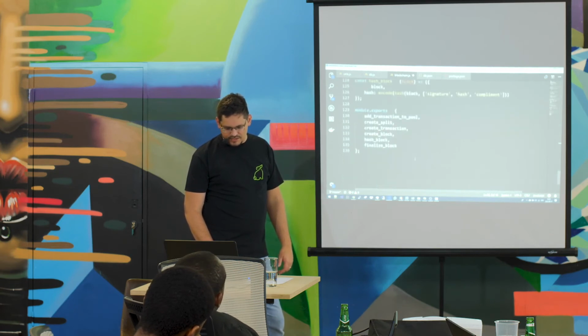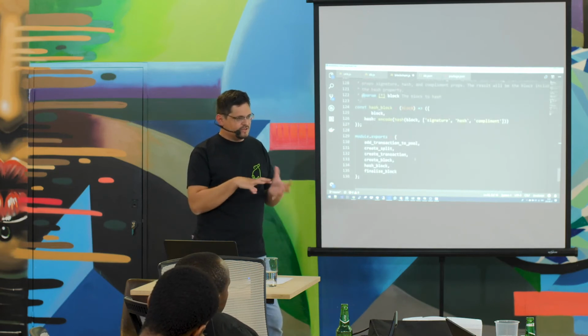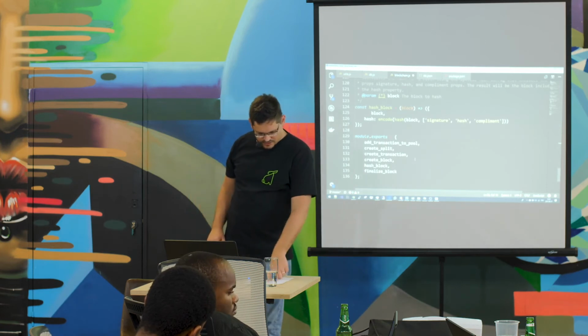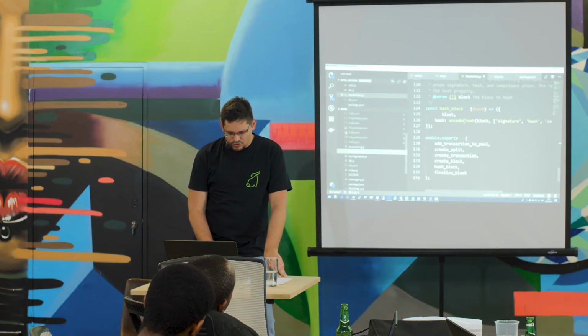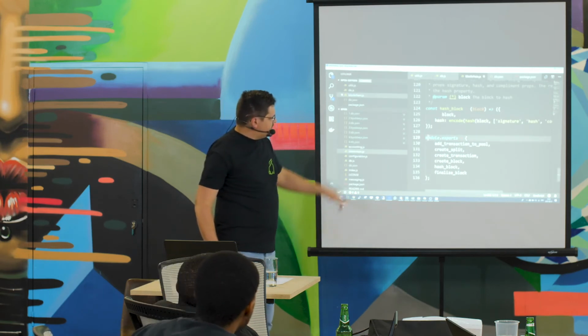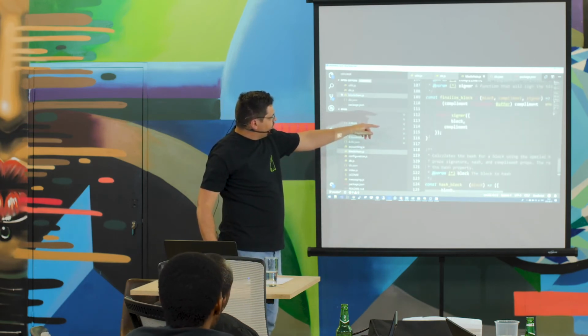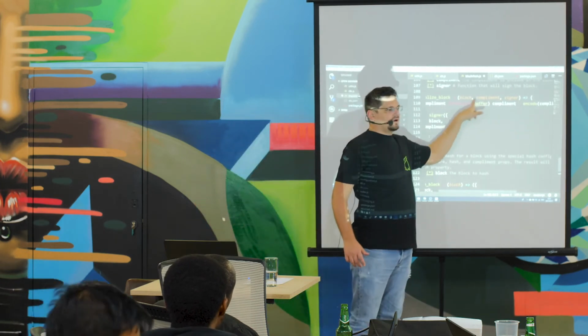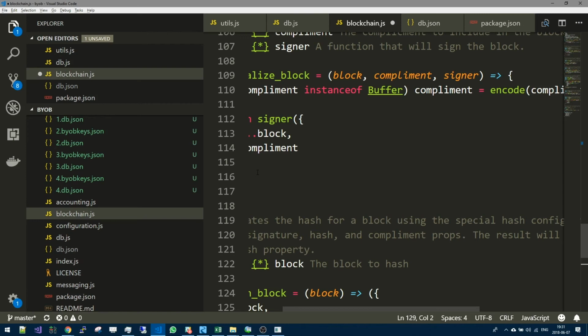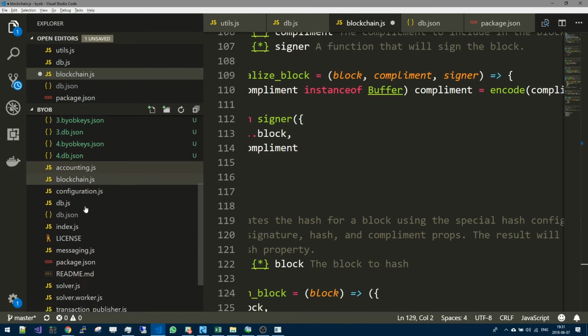And so that is it for our blockchain primitives. Let's see what's next. Next I want us to look at the next crucial thing. Like you see here, in order to finalize a block, we need that complement. That complement is the solution to the proof of work puzzle. So how does the proof of work puzzle work?